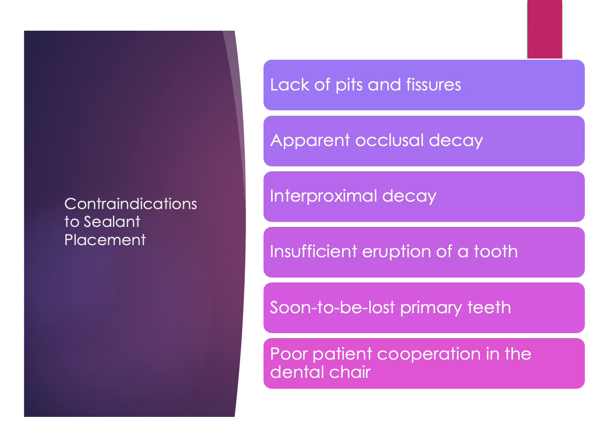There are many reasons that sealants shouldn't be placed. These include teeth that don't have deep pits and fissures, and apparent occlusal and interproximal decay. If the tooth has not erupted sufficiently, it is not a candidate for sealants. Soon-to-be lost primary teeth also aren't candidates for sealants. The cooperation of the patient during sealant placement is very important, because proper placement requires a well-isolated dry field.